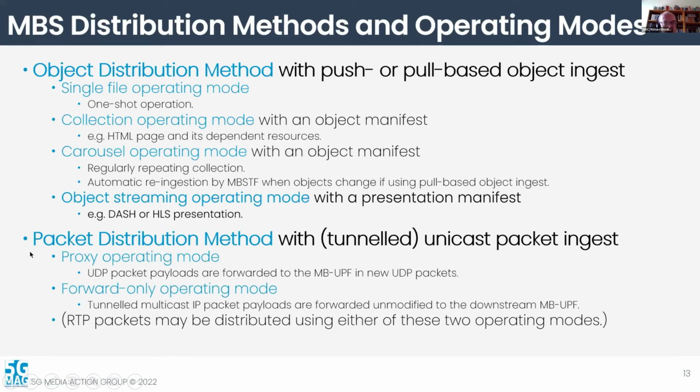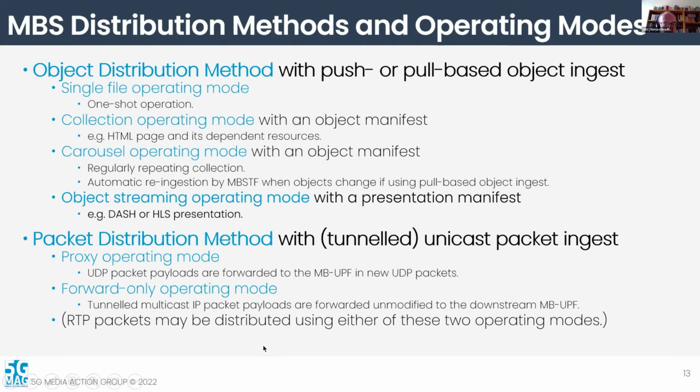The other thing that we've defined is a packet distribution method, which is a much simpler, lower level way of accessing the system. And that supports unicast packet ingest, perhaps over a tunnel. And within that, there are 2 operating modes. There's a proxy mode, where essentially you provide UDP packet payloads, probably unicast ones, and they get converted into multicast by the MBSTF and sent downstream in new packets. And then there's also a forward operating mode where you can tunnel your multicast packets that you've generated inside a unicast tunnel, and they just get forwarded unmodified to the downstream system.